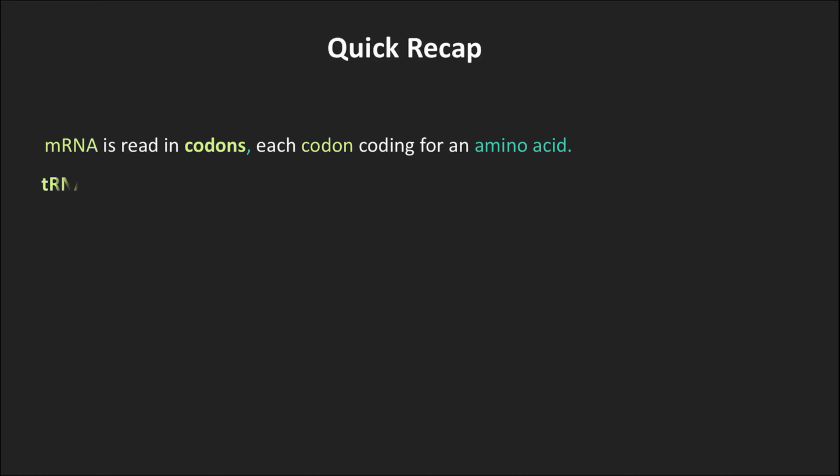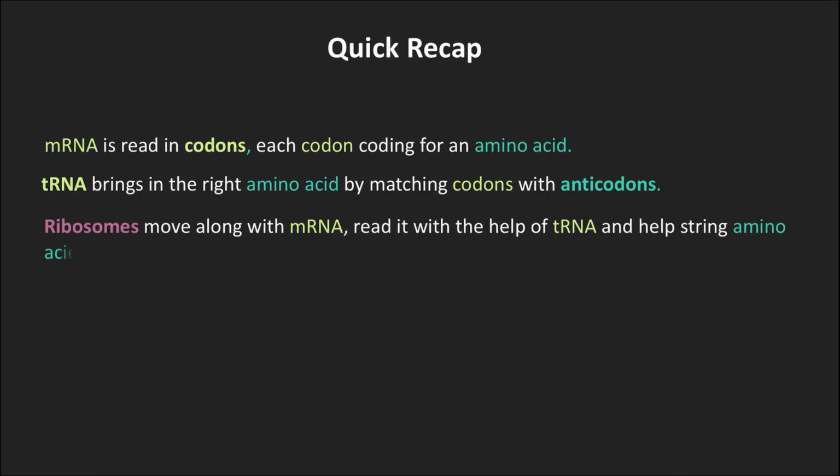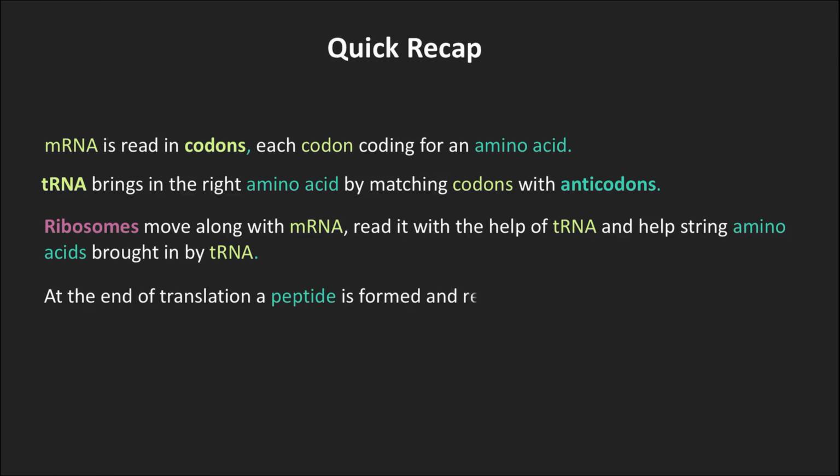Let's do a quick recap. mRNA is read in codons, and each codon codes for one amino acid. tRNA brings in the right amino acid by matching codons with anticodons. Ribosomes move along the mRNA, read it with the help of tRNA, and help string amino acids to form peptides. At the end of translation, a peptide is formed and released. These peptides combine with other peptides to form proteins, the molecules that run life.